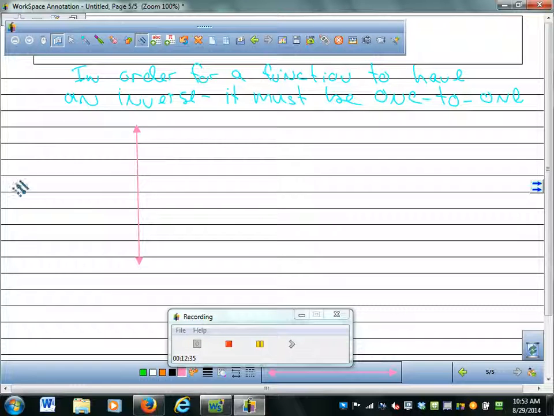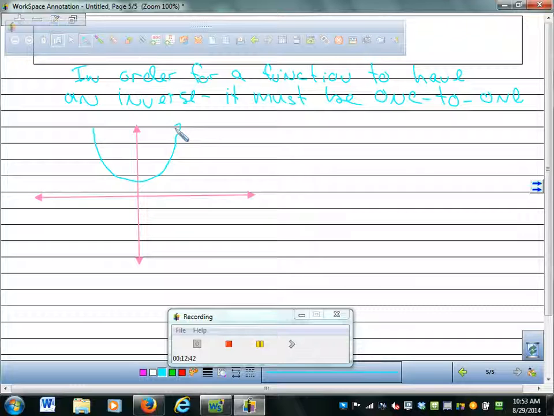Okay? So, for instance, here's a function. Would you agree that this is a function? Is this a function? Yes. For every x value, is there exactly one y value? Yes. Does it pass the vertical line test? Yes. For every y value, is there exactly one x value? No, because what you do when you're checking to see if something has an inverse, you must pass the horizontal line test.